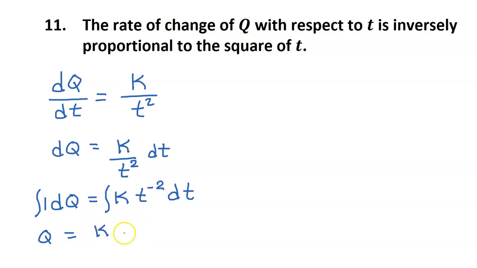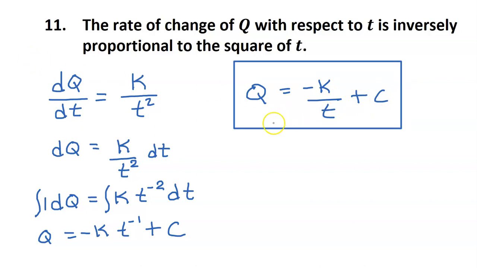I'm increasing the exponent by 1, so this will be t to the negative 1 power. And then I divide by the new exponent, which will just give me a negative in the front. Don't forget the constant of integration. This is a valid answer, but I think I would prefer to write it as q equals negative k over t plus c. This is the general solution to the differential equation because we don't have enough information to solve for c. We'll just leave it like this.